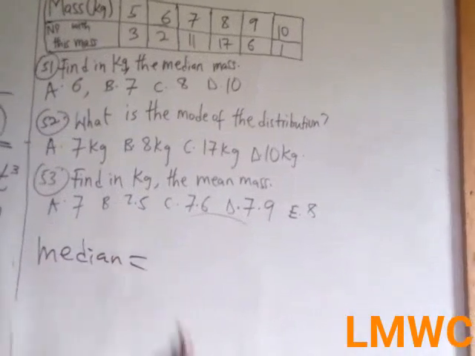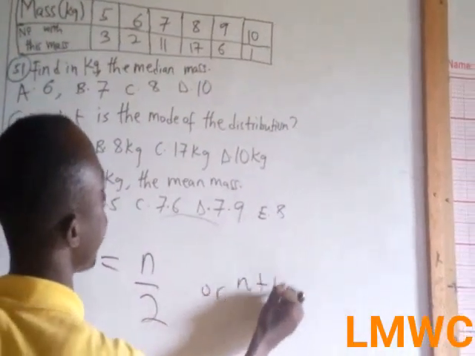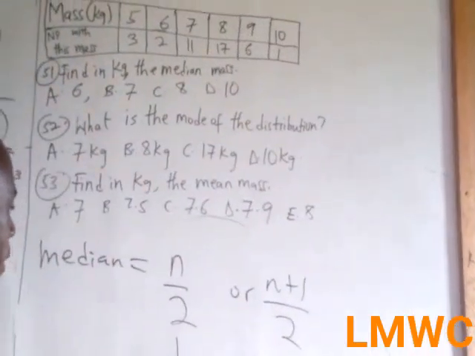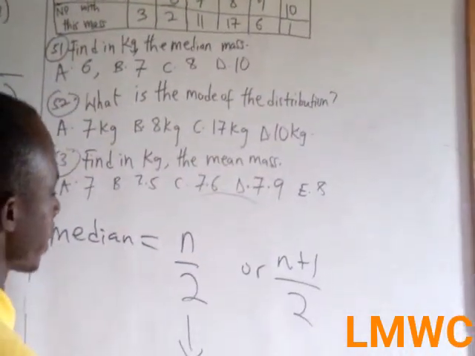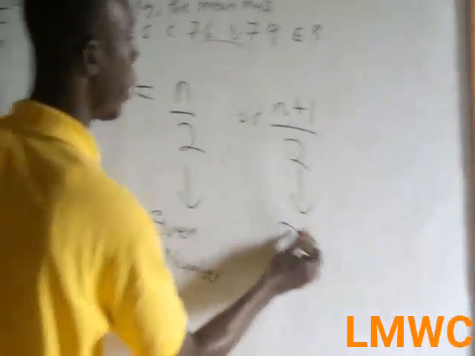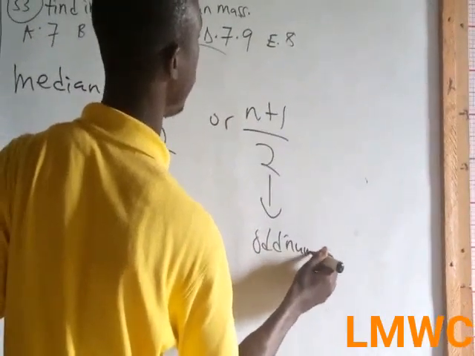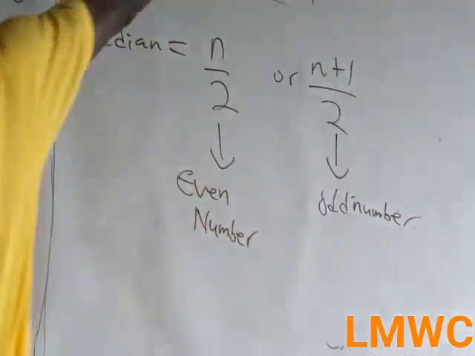Median formula is n over 2 or n plus 1 over 2. We use this once the frequency is an even number, and we use this if the total frequency is an odd number. Take a note.